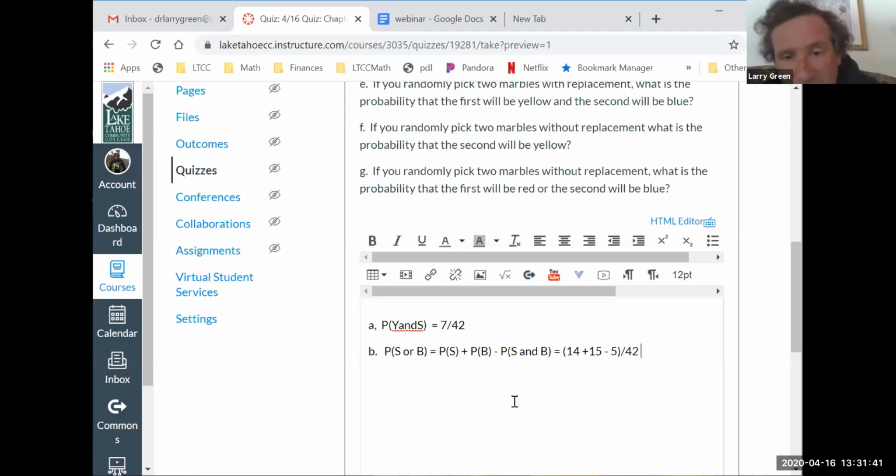And again, it's just basic arithmetic. 14 plus 15 minus 5 is 24. Okay. And I don't make you reduce the fraction. If you want to put a decimal, you can, but I think fraction's easier. Just write it this way and you're done. Any questions at all on part B?